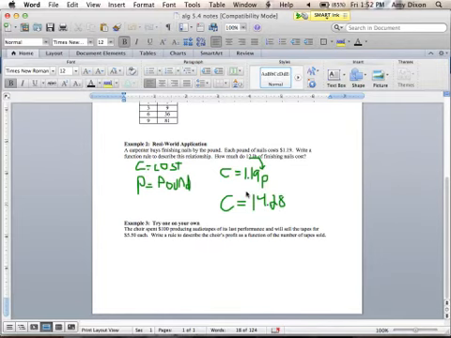And how the function works is we could take any number of pounds of nails. That's supposed to be a dollar sign. Okay, we can take any number of pounds of nails and plug it in for P to get our cost.